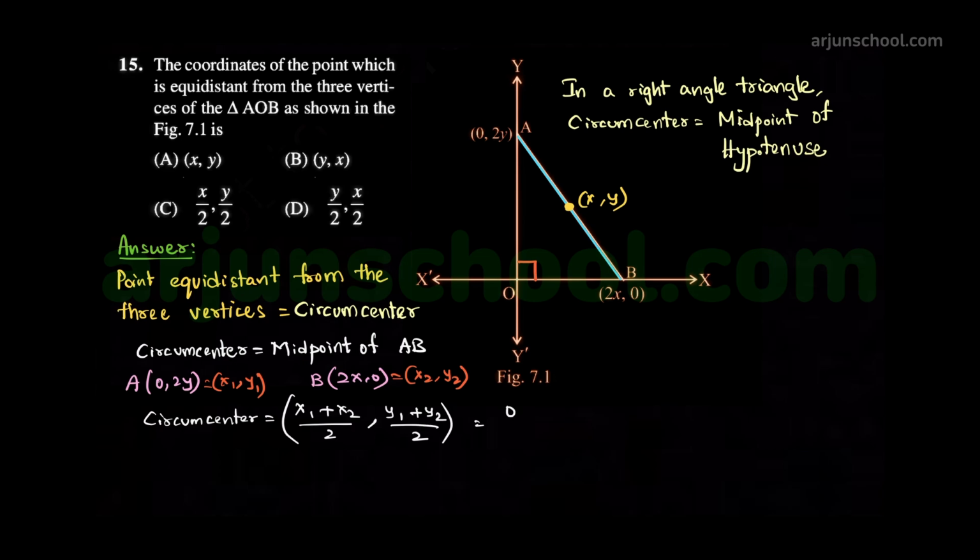Now let us substitute the values. x1 is 0 plus x2 is 2x, divided by 2. y1 is 2y plus y2 is 0, divided by 2. That is equal to 2x/2 is x and 2y/2 is y. Therefore, the circumcenter, the point which is equidistant from the three vertices of the given triangle AOB, is (x, y). From the given options, the correct option is option A, (x, y).